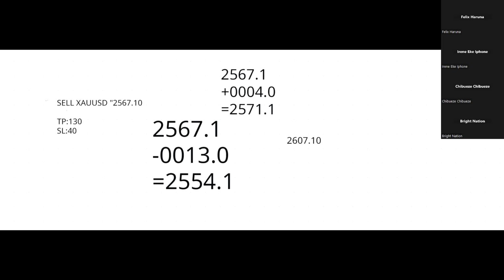But this one we are throwing away the 0. You are throwing away the last one, which is a pipette. For gold, we told you that it is 1 decimal point that is regarded as a pip. For JPY pairs, it is 2 decimal points. For currencies, it is 4 decimal points. The last one is regarded as a pipette, which is insignificant. Do you understand it now?